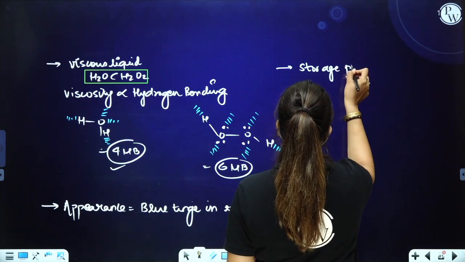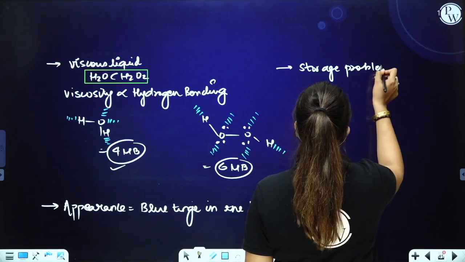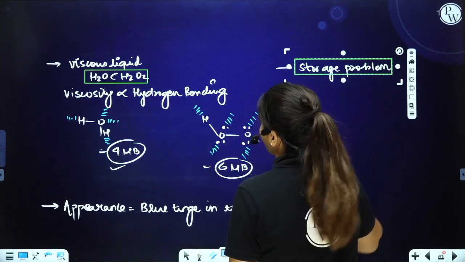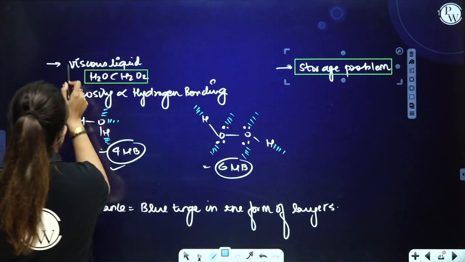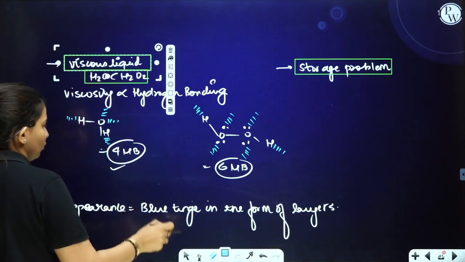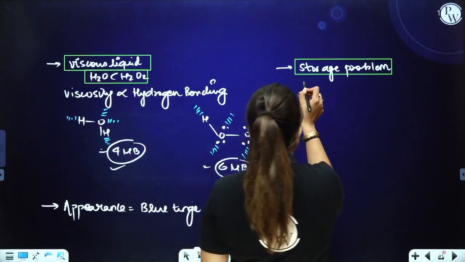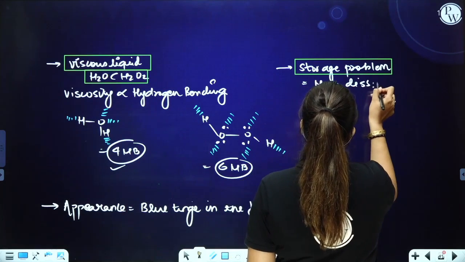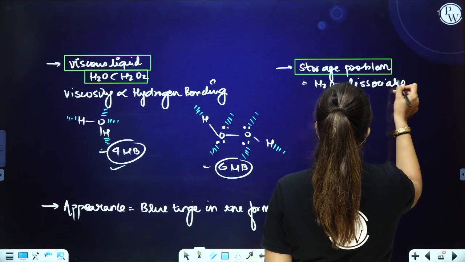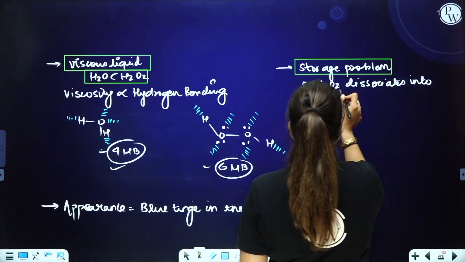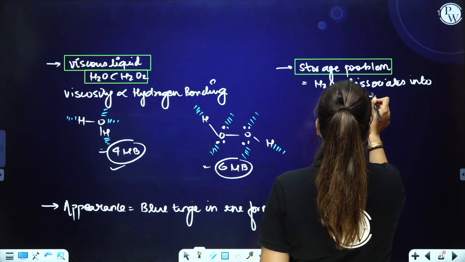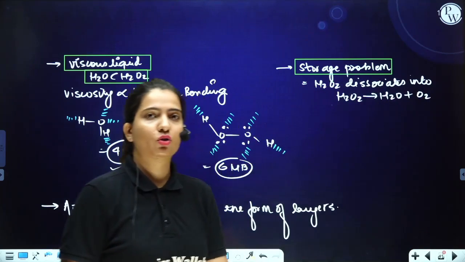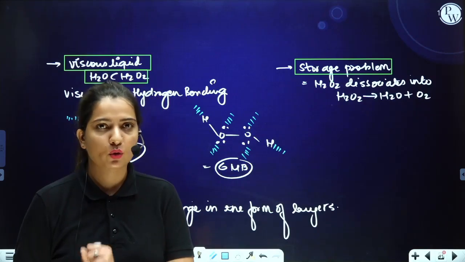There is a storage problem associated with H2O2. What is that problem? The problem is that H2O2 dissociates. It dissociates into H2O plus O2.